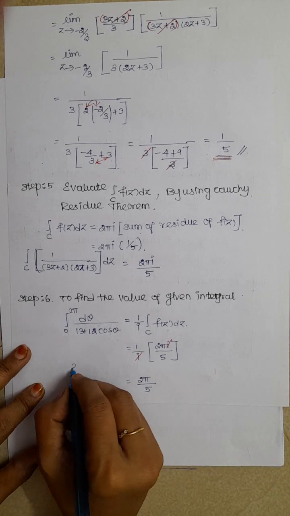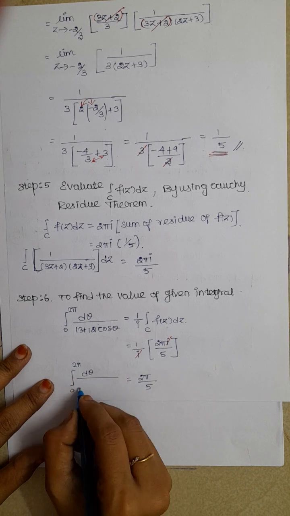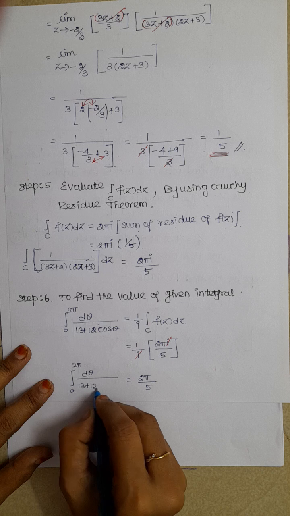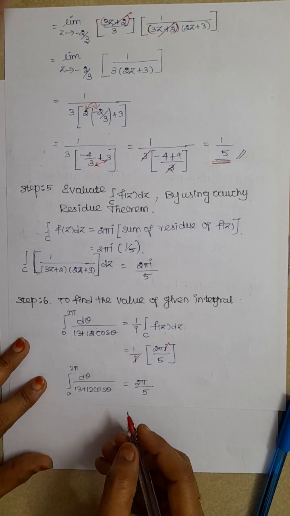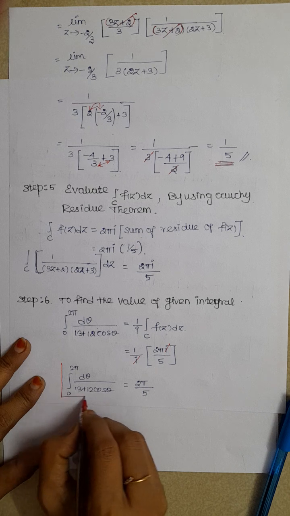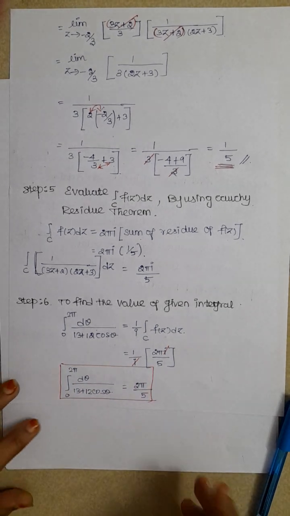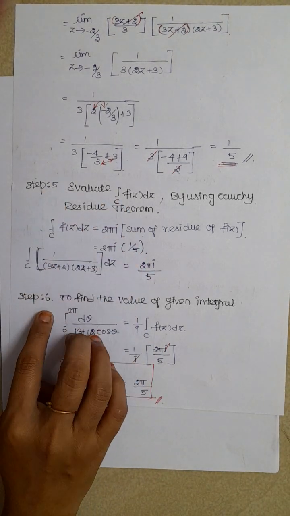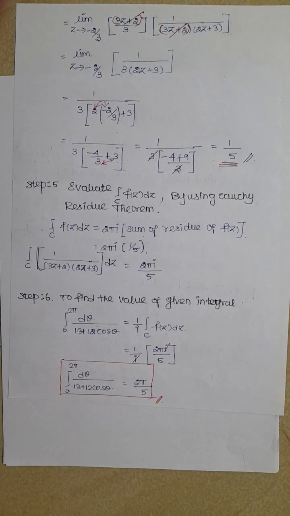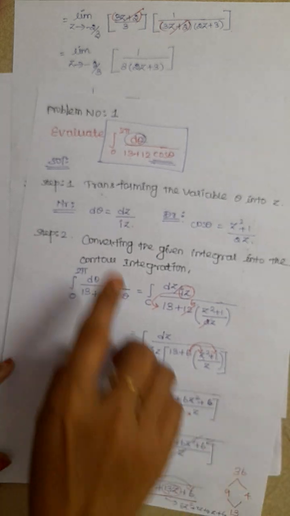So the integral from 0 to 2 pi of d theta divided by 13 plus 12 cos theta is equal to 2 pi by 5. This is the answer. Are you clear on this problem? You can clearly note that you can write it step by step. Once again, let me repeat that problem.